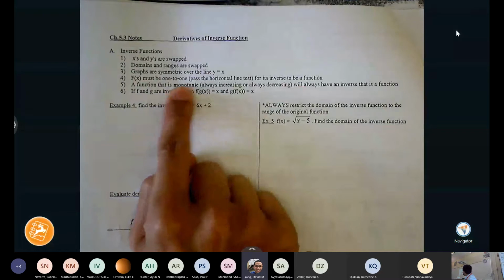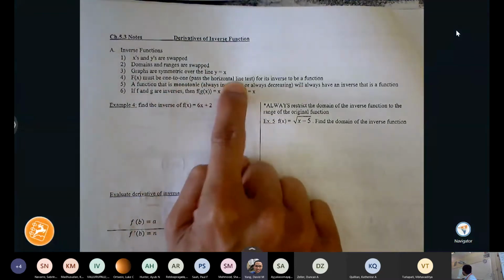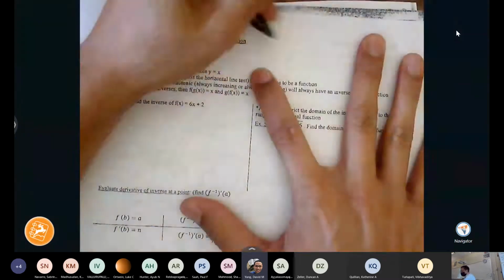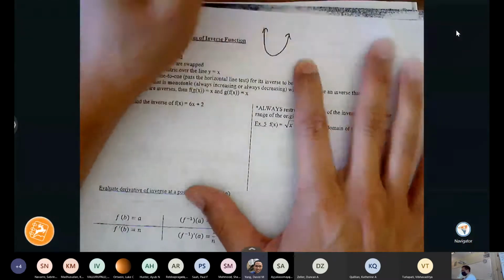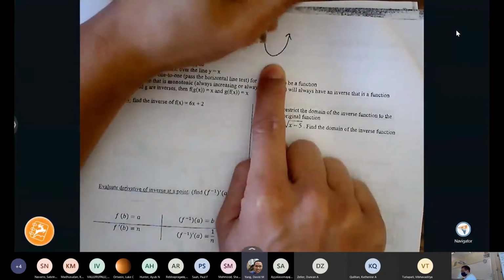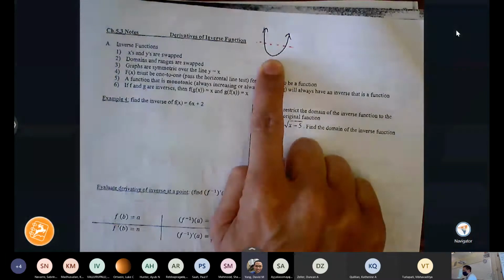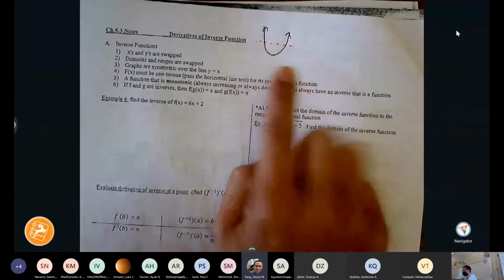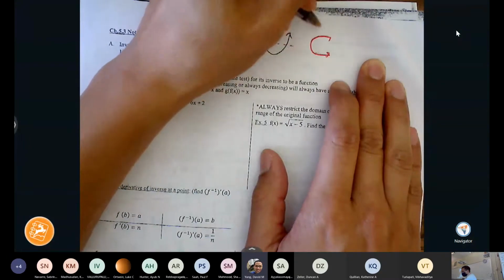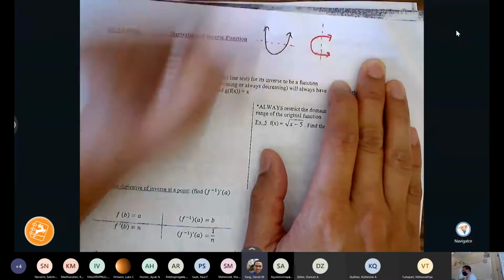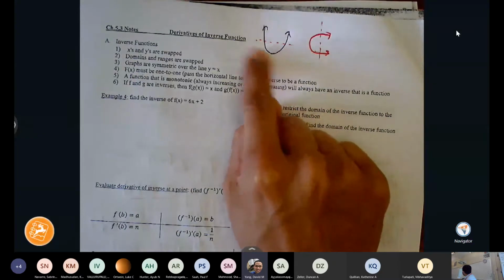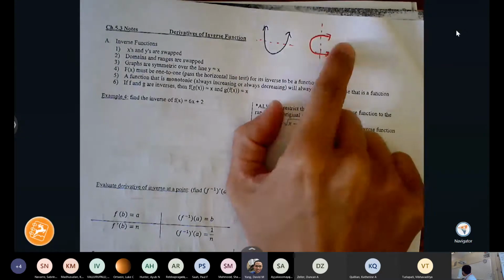A function must be one-to-one, meaning that it must pass the horizontal line test, in order for its inverse to be a function. So for instance, a parabola is a function, but its inverse is not going to be a function. And a quick way to tell is the fact that it doesn't pass the horizontal line test. So that means that once we flip it to its side and make it into its inverse, we see that it's not going to pass the vertical line test. So unless a graph passes the horizontal line test, we know that its inverse is not going to be a function.